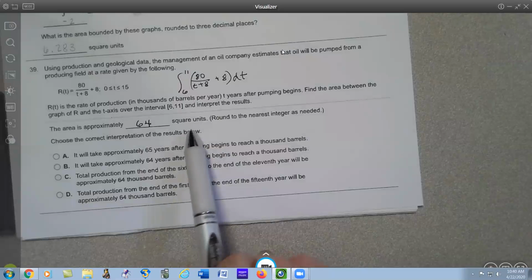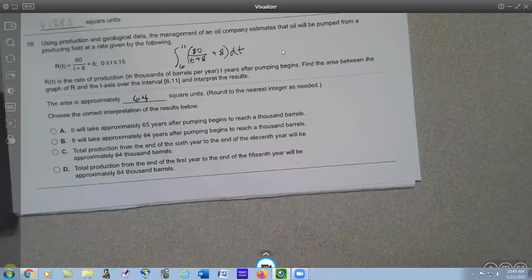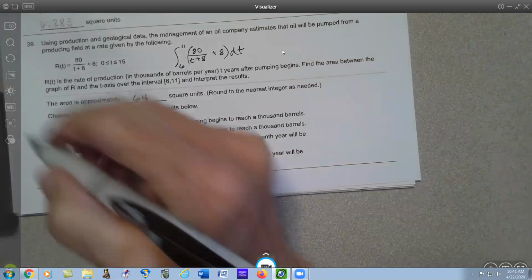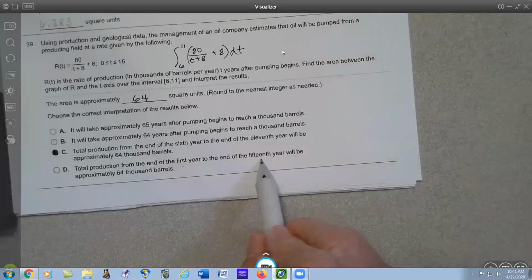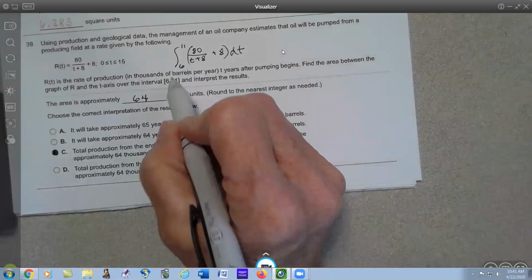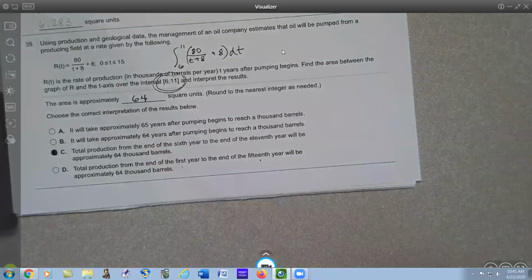Now I've got it down to C and D. Which one of those makes more sense with respect to what I was given? C does. So C would be my answer. At the end of the 6th year to the end of the 11th year. This one is from the 1st to the 15th. That was not the interval I was given. So you've got to be careful there. Y'all okay?